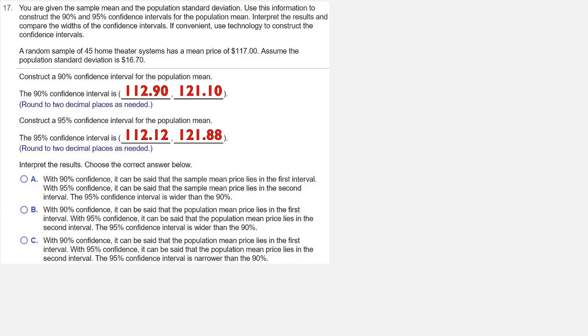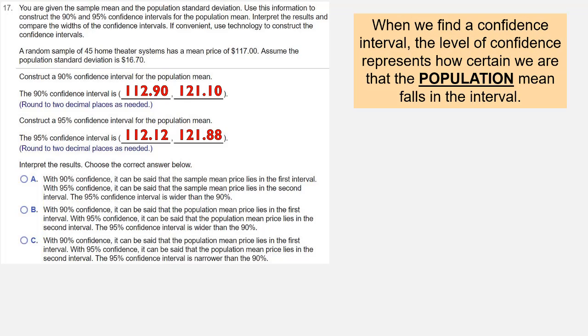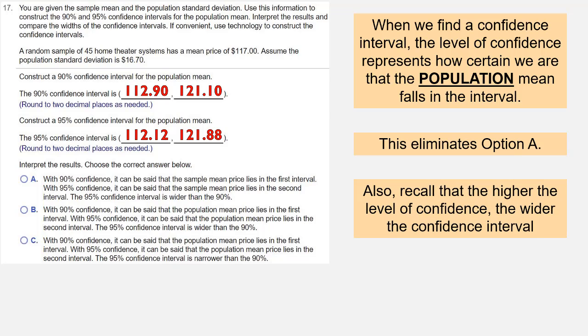So now we can interpret our results. When we find a confidence interval, the level of confidence represents how certain we are that the population mean falls in the interval. So that immediately eliminates choice A, because choice A says that we're confident that the sample mean falls in the interval, but it should be the population mean. So we're left with choices B and C. Also recall that the higher the level of confidence, the wider the interval. So that leaves us here with option B.